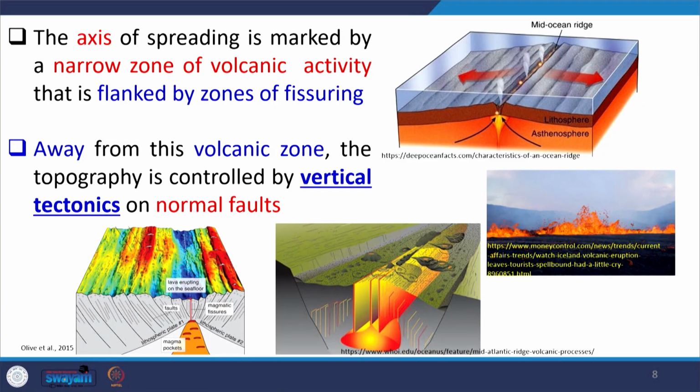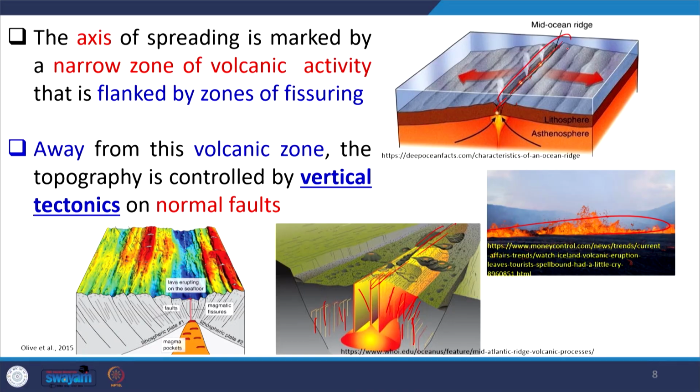And the axis of spreading is marked by a narrow zone of volcanic activity that is flanked by zones of fissuring. If you see here, we have a narrow zone of volcanic activity, and this volcanic activity is flanked by these fissures, these fractures. These fractures in the magma field are representing the dikes. So, in the future classes we will talk about sheeted dike complex, and these sheeted dikes are nothing but fractures which are filled by magma and solidified.